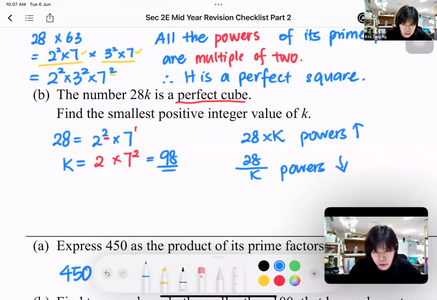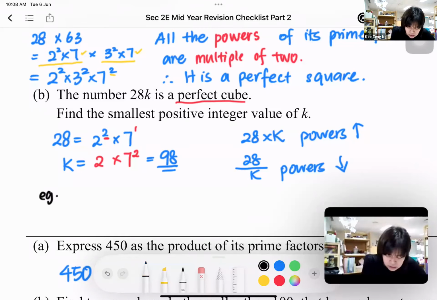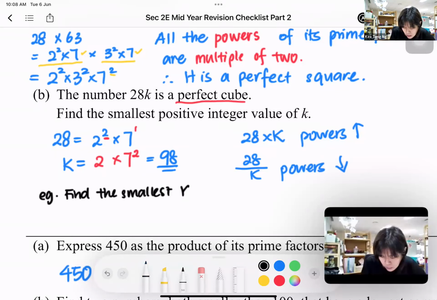Sometimes the teacher can add on a little bit more. They can say, for example, I add on already: find the smallest k such that cube root of 28 times k is an integer.